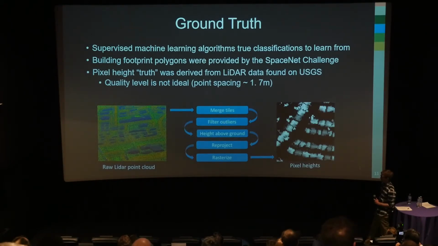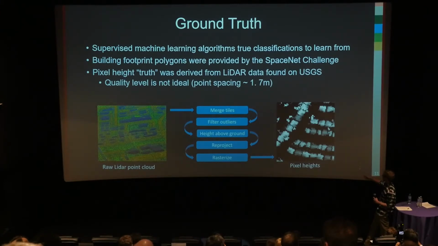An area that I was interested in, Las Vegas, there is LiDAR data that's freely available, but it's very low quality. So then the pixel-wise output that you get out is also low quality. The point spacing of the LiDAR point cloud is around 1.7 meters, and it's quite noisy as well. So the output pixel height you get is a little bit messy, and for every building you kind of just get a blob of high pixels.